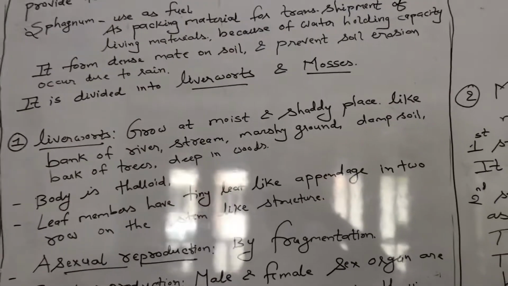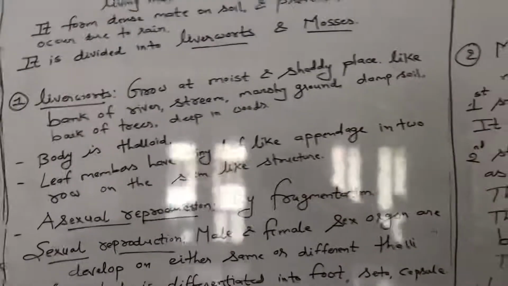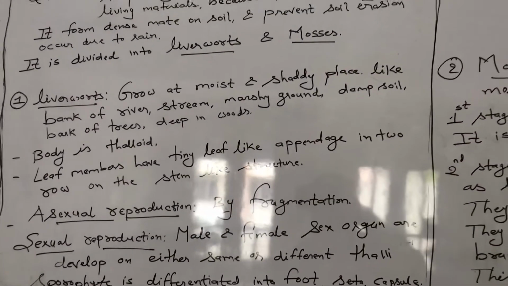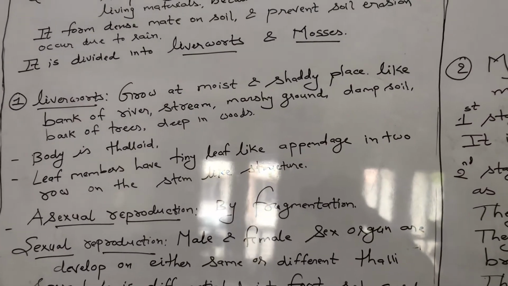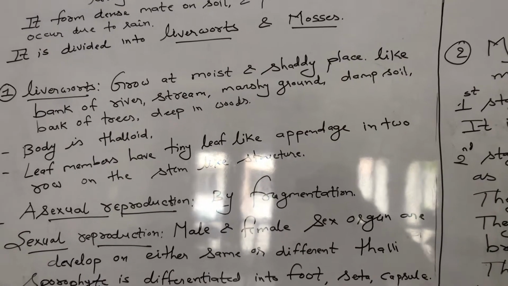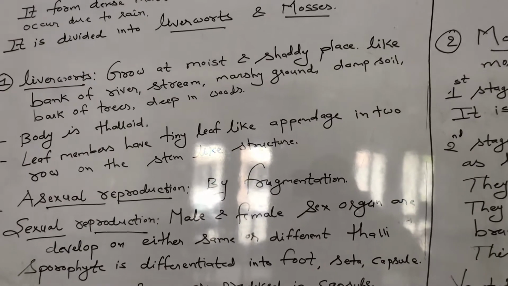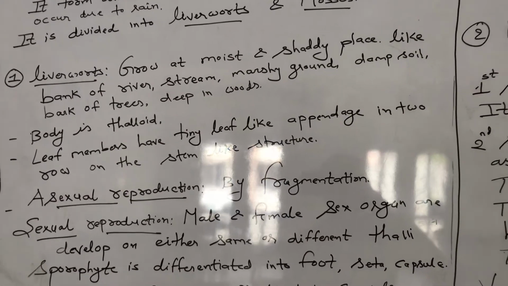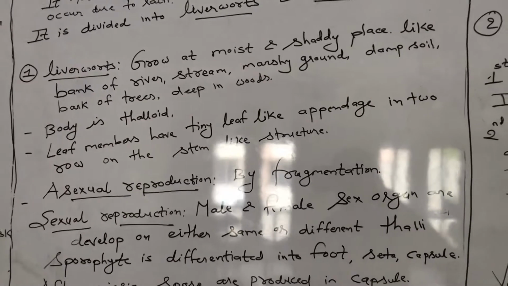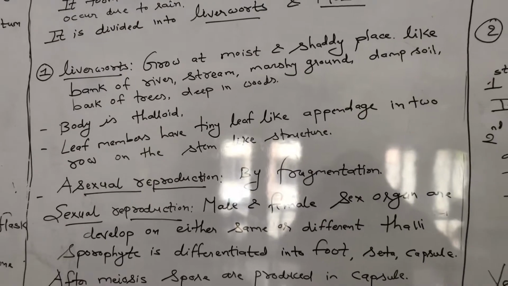Now this is divided into two parts, that is called liverworts and moss. So what about liverworts? Liverworts also grow in moist and sandy places like the bank of a river, stream, marshy ground, damp soil, bark of a tree, deep in the woods, right? Deep in the woods means inside the trunk of a wood or inside the bark of a tree, right?